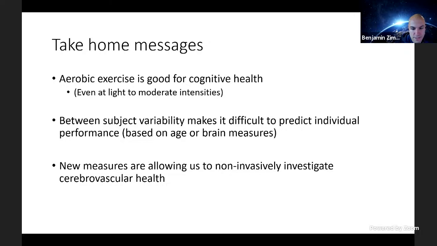Okay, so distilling all of this down into some take-home messages that I'm hoping you leave with, a couple of core ideas. So first is that aerobic exercise is good for your cognitive health, and really even light to moderate intensity exercise like walking at a good clip seems to do the job. You don't need to become a marathon runner to benefit. Secondly, I want to leave you with some sense that these age-related declines in cognition and brain health that we see on average does not define an individual's fate.